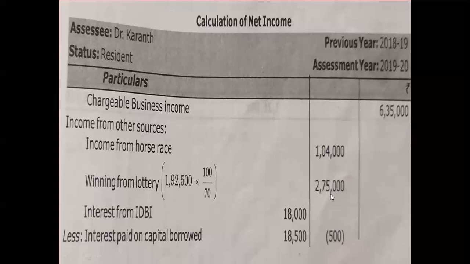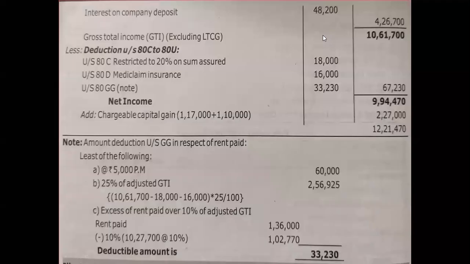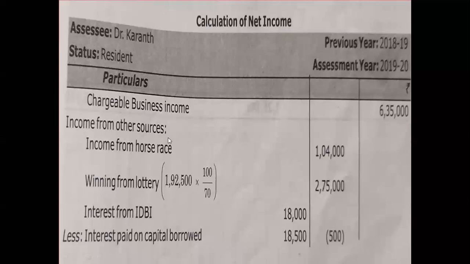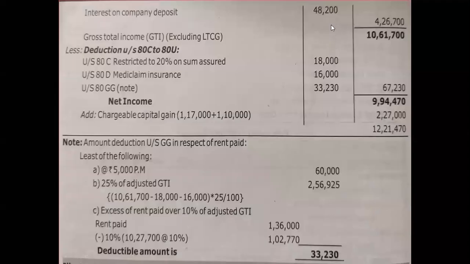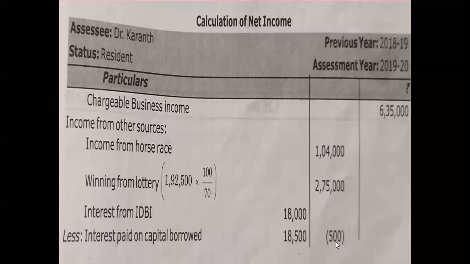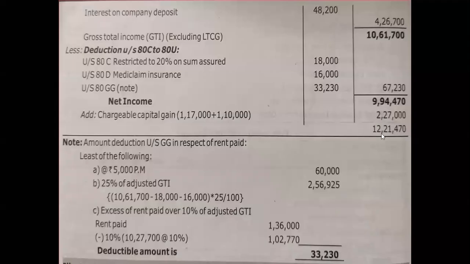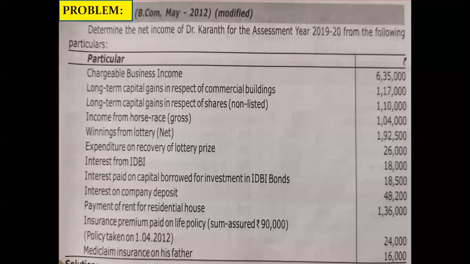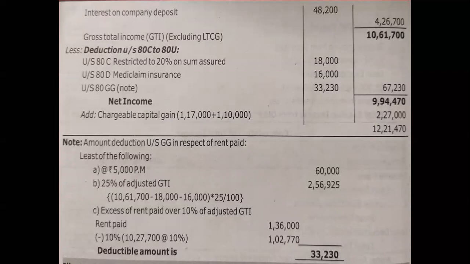We have different incomes, either income from horse races, income from lottery, or interest on company deposit. Interest on company deposit is 48,200. Now income from other sources will be 1,04,000 plus 2,75,000 plus 48,200 minus the loss of 500, since the intra-head adjustment has been done. So the balance amount is 4,26,700. Now there is no information regarding the other heads of income, so directly we need to calculate the gross total income, because we have not taken the long-term capital gain.